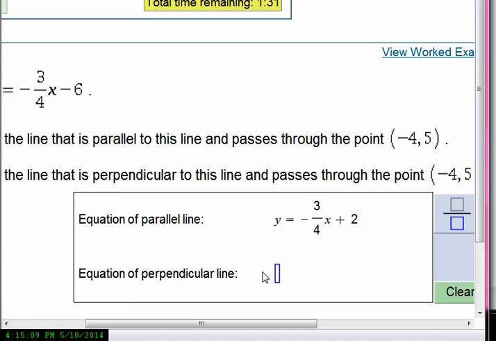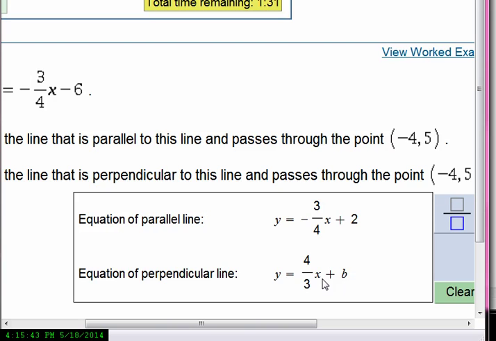Now the perpendicular line is not going to have the same slope of negative 3/4. It's going to have the negative reciprocal. So if you flip this, 3/4 will become negative 4/3, but the opposite of negative 4/3 makes it a positive 4/3. So it's going to be of the form y equals 4/3 x. Now I just have to find out what my plus b is. Again, I substitute in the point, so 5 goes in for y, and negative 4 goes in for x.